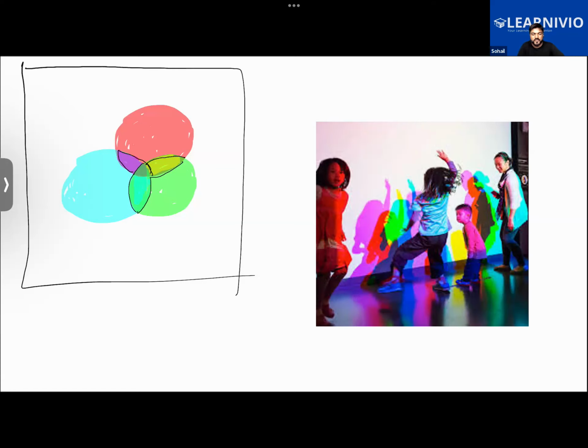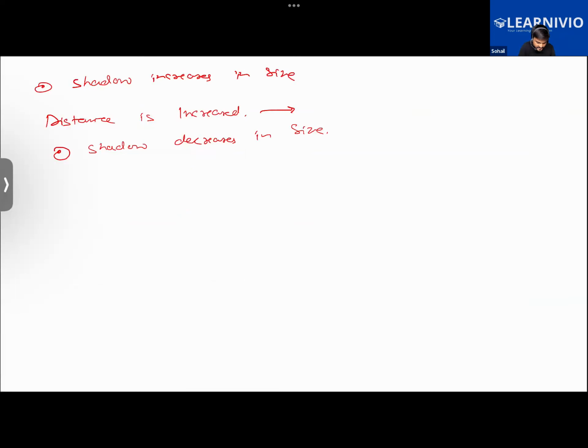So when lights of different colors hit the same surface, the reflected light ray will basically be a combination of two or more light rays. That is one thing. So that was the concept.